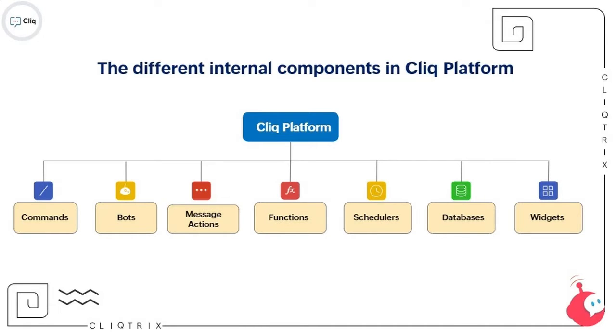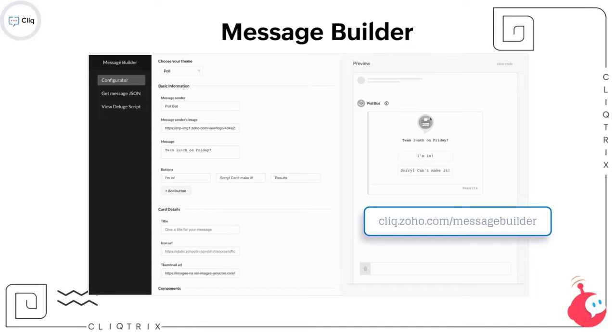Before we go into detail about the components, let's take a look at the message builder. Cliq is primarily a messaging platform. Since messaging is the primary mode of communication in most cases, chances are you'll be constructing messages for quite some time. Cliq has different styles and templates with which you can customize your message. But to type in the code for the different styles and buttons is a hassle.